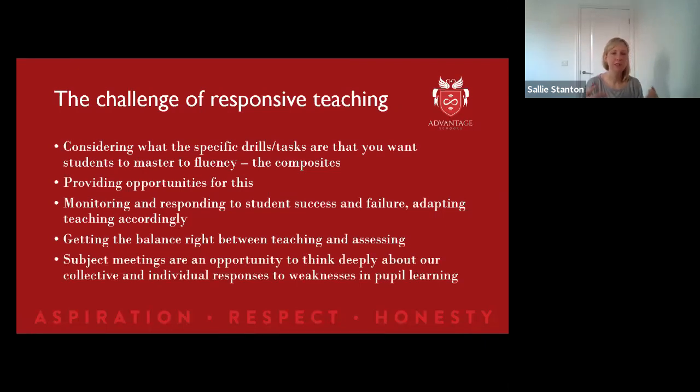And what I would say is that meeting with other subject leaders, or with your team at secondary, is your opportunity to think really deeply about what your responses are to weaknesses in pupil learning. So what are those walks around the classroom telling you people struggle with, or when you look over their shoulder at the work, or when you're explaining and they seem to not be getting it? What are the things that they really struggle with, and what collectively are your ideas about working forward and dealing with that?